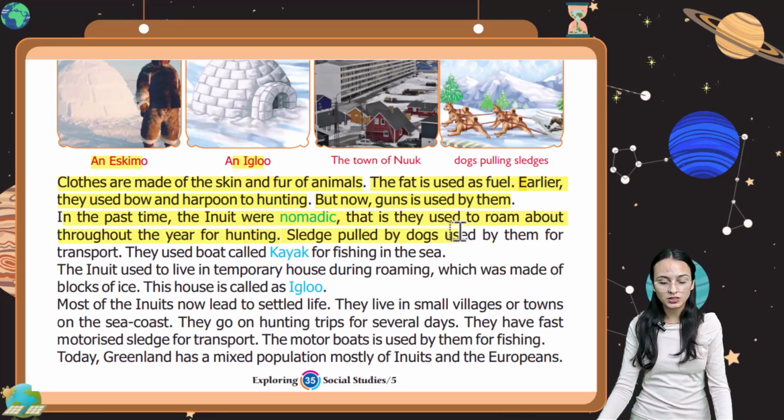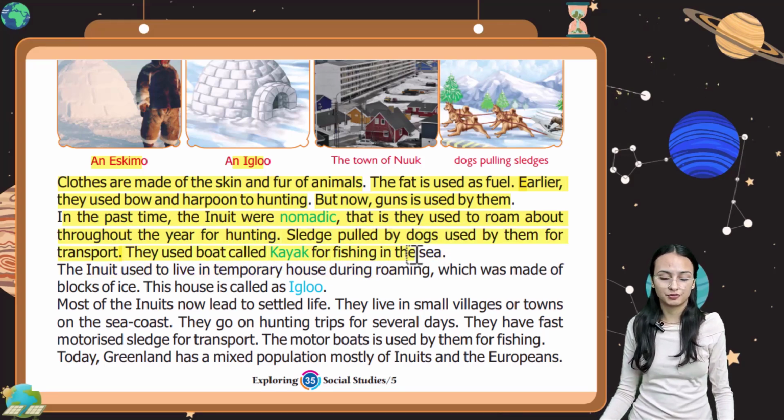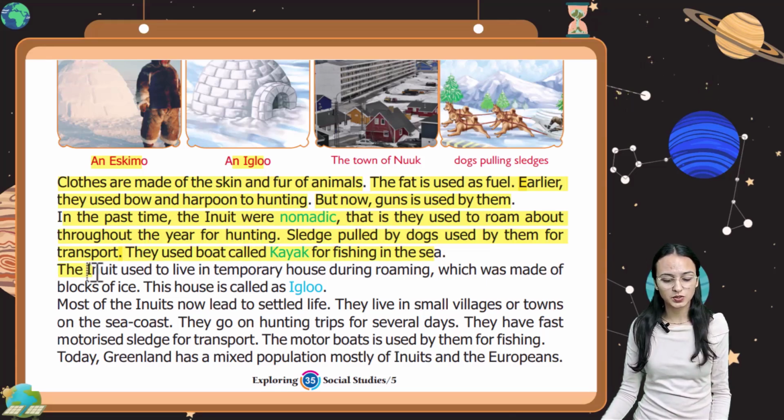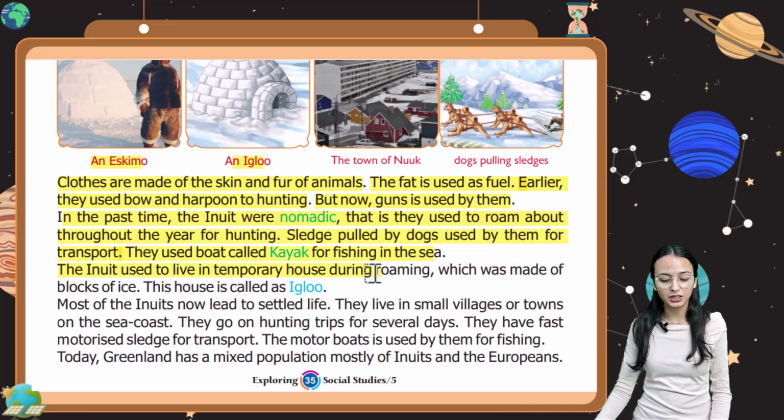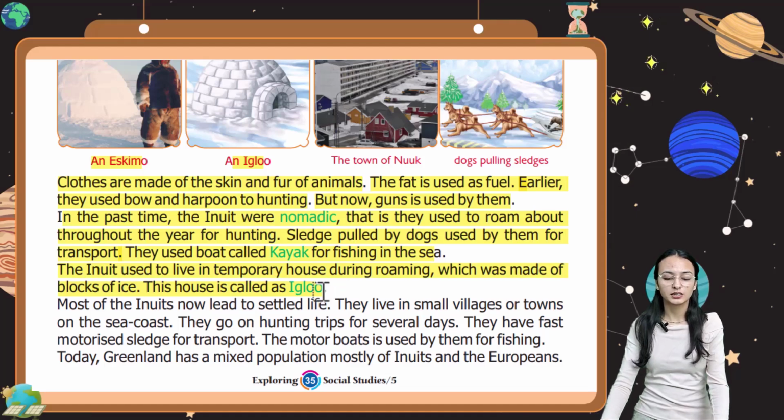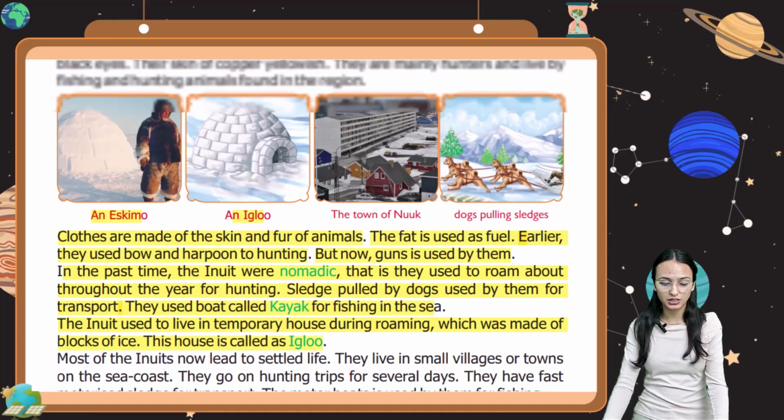Sledge pulled by dogs used by them for transport. They used a boat called kayak for fishing in the sea. The Inuits used to live in temporary houses during roaming, which are made of blocks of ice. This house is called igloo. So here we can see an igloo.